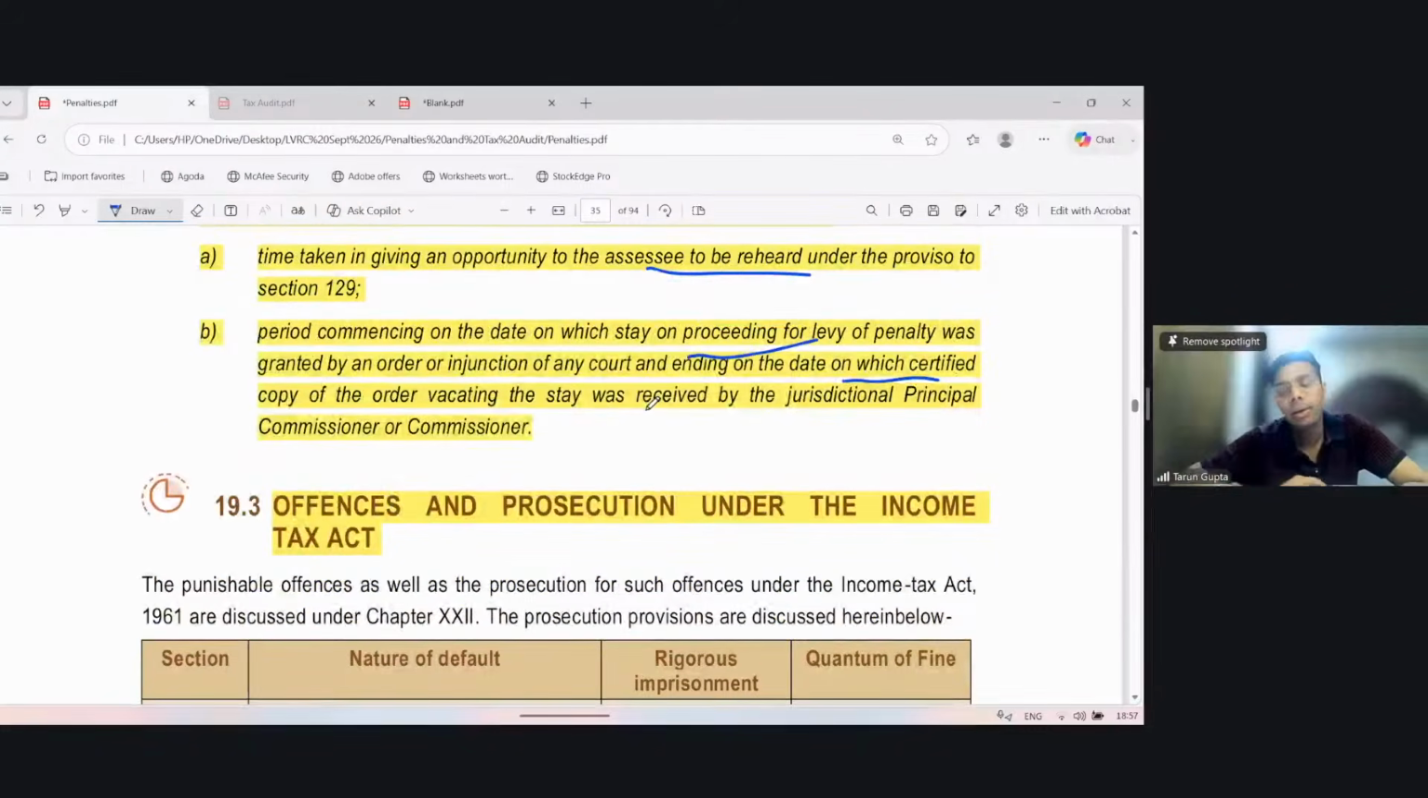So this completes our penalty provisions. Now we move to the prosecution.